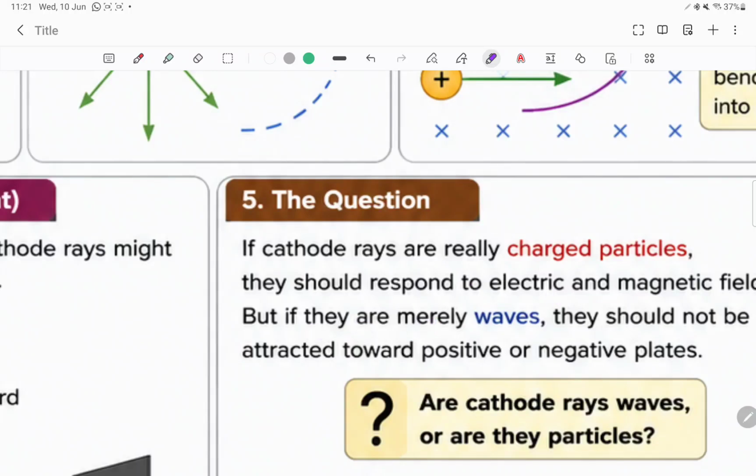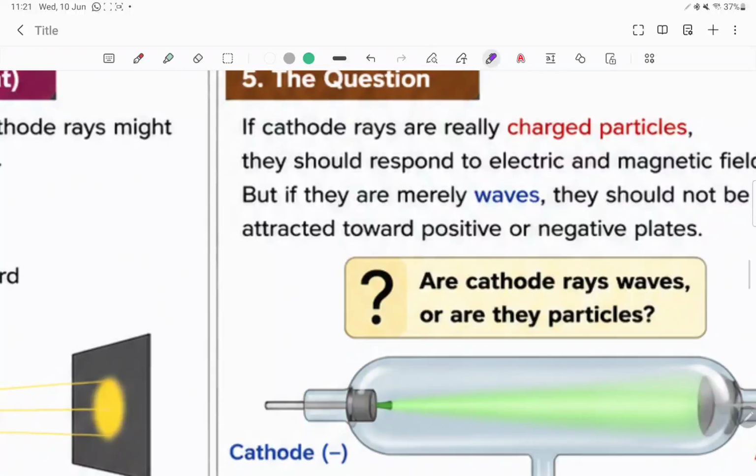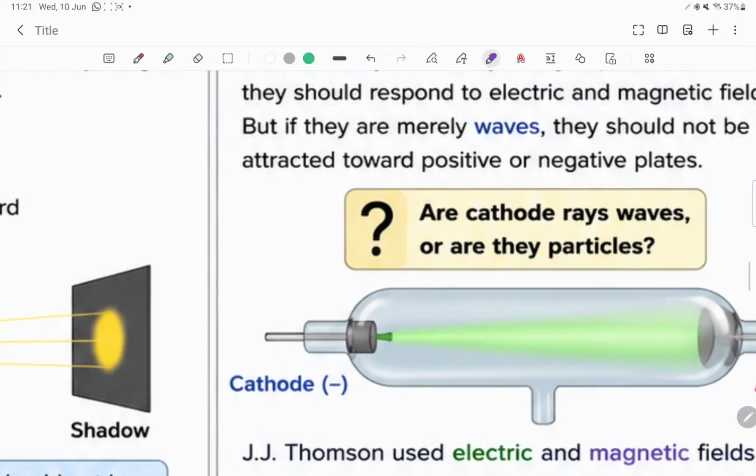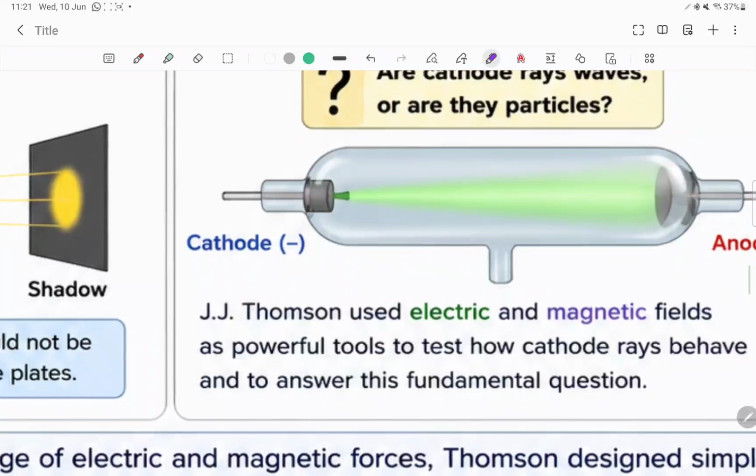If they are waves, they should not be attracted towards the positive or negative plates. Now, are cathode rays waves or particles? That's why J.J. Thomson entered into the debate. Now he wanted to settle the war, or the conflict, right?